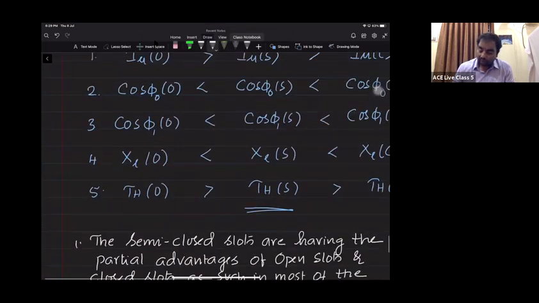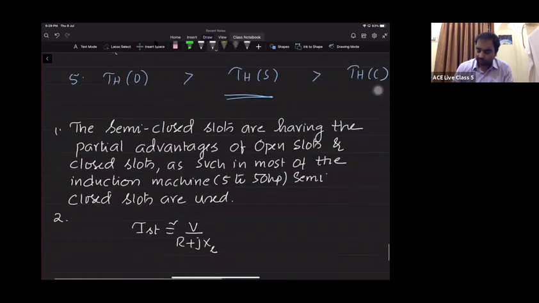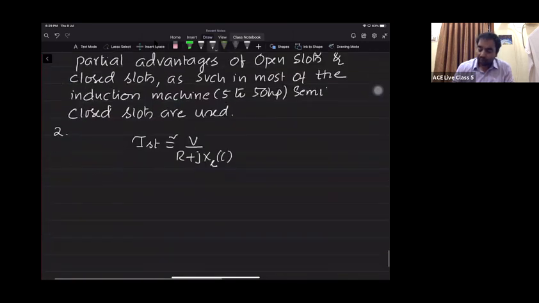Just now in the comparison, you have seen that closed slots have more leakage reactance compared to the other slots. When the leakage reactance is more, definitely the starting current drawn will be less. So that is the reason we use closed slots for low HP motors: to limit the high starting currents, to eliminate the starter.